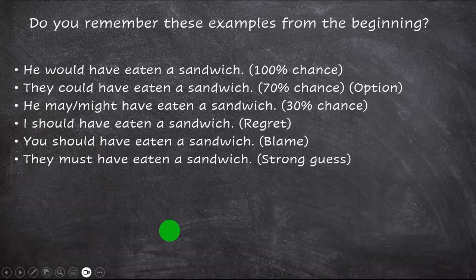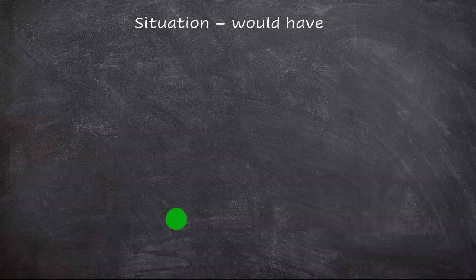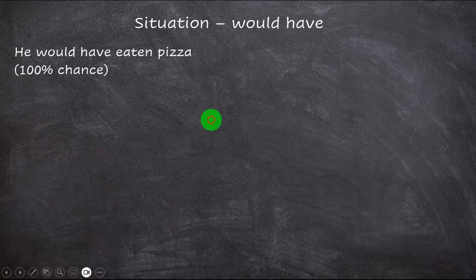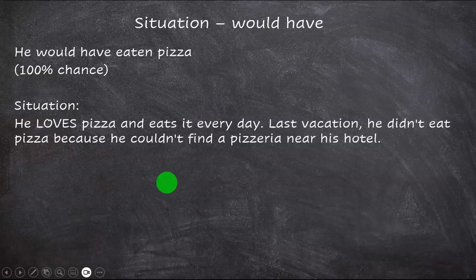Now friends, you might say that all this is fine, but we need to understand these with situations. So I get your point. Let's try and understand all these with different situations. Situation for would have. He would have eaten pizza. Let's look at the sentence. He would have eaten pizza, 100% chance. Situation: he loves pizza and eats it every day.